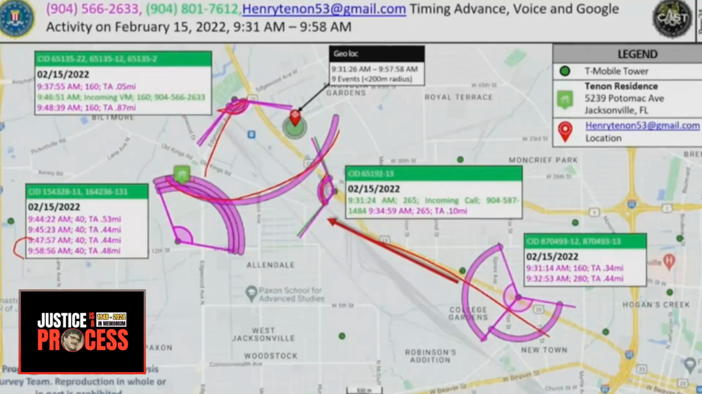During that time frame at 9:31, a few minutes before the 9:34 event with the pink phone, you have for 7612, Mr. Tenon's phone, an incoming call using the same tower and sector that Mr. Fernandez's phone used at 9:34. And between 9:31 and 9:57, there's 9 events with less than 200-meter confidence radius in this area along Highway 23 south of Edgewood Avenue.